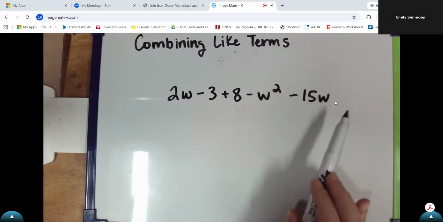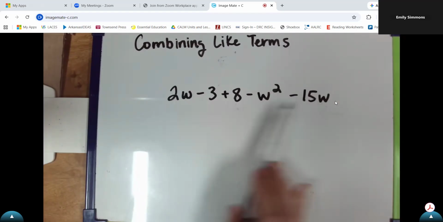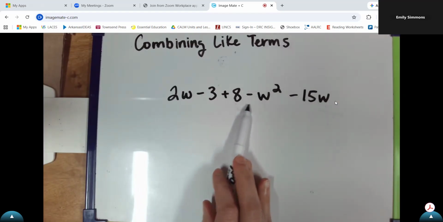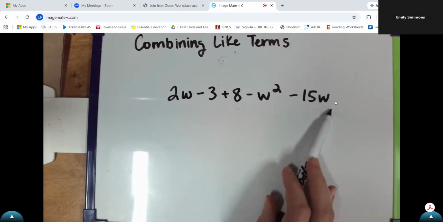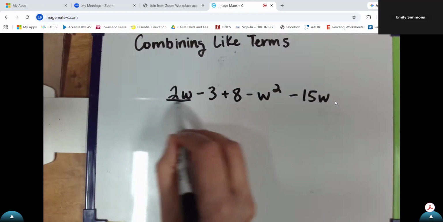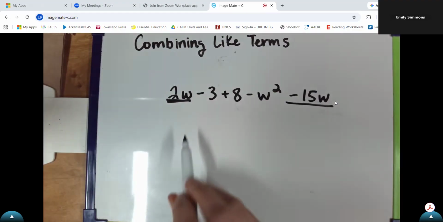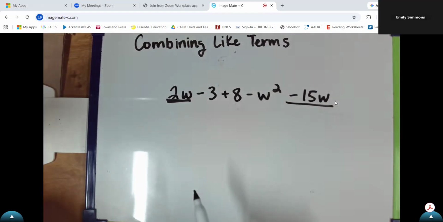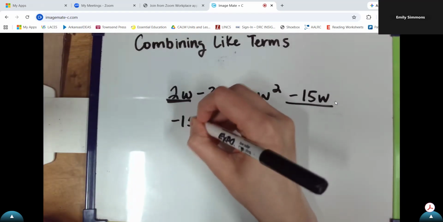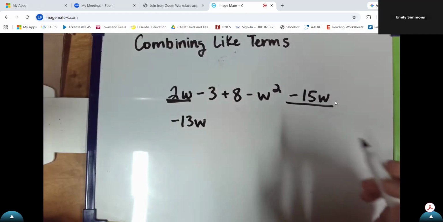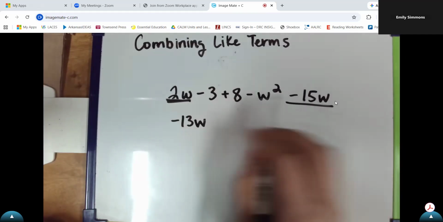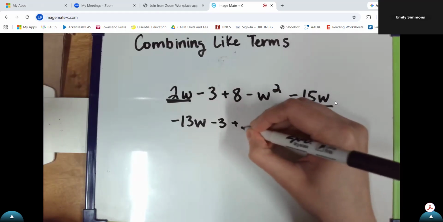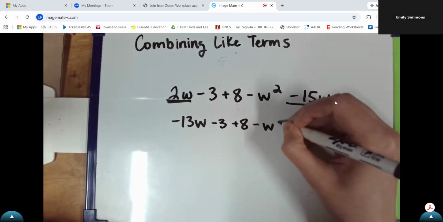I'm still going to go left to right with my order of operations, and I'm going to combine my like terms. So first I have 2w, and I'm going to go from left to right looking for anything else that has just a w. So I've got 2w and negative 15w. So we do 2 minus 15 to get negative 13 and our w. And then I bring everything that I didn't underline just now down. So minus 3 plus 8 and minus w squared.